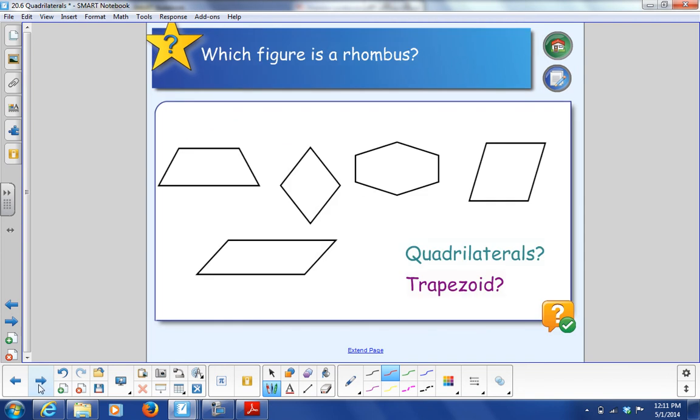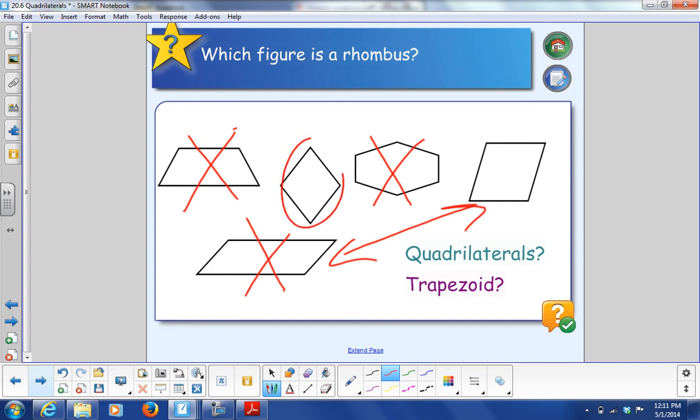So which of these figures are rhombuses? This is a trapezoid, sorry. This one's a parallelogram. This one's not anything that we've learned. That leaves us with these two, which kind of look the same, so I'm going to say these are probably both parallelograms. That leaves us with this one right here, which would be our rhombus.